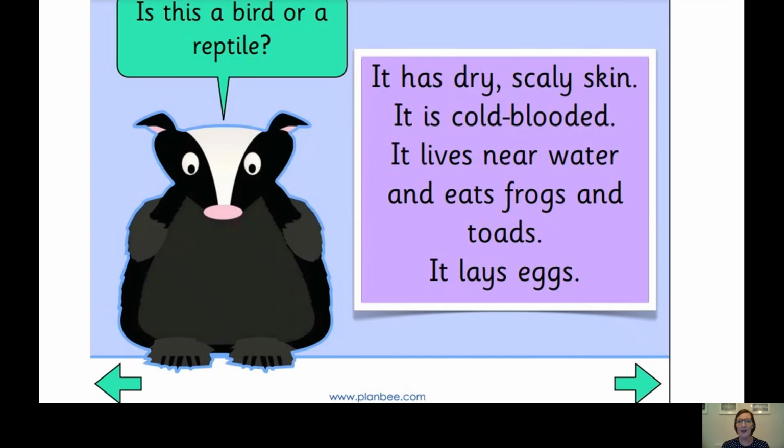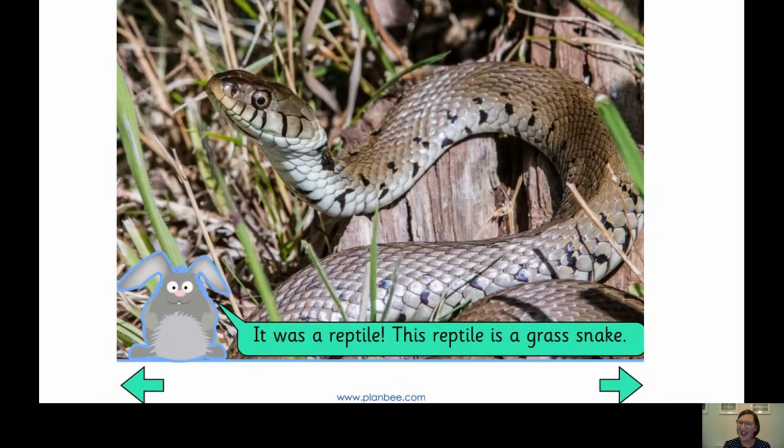Okay. Is this a bird or a reptile? It has dry, scaly skin. It is cold-blooded. It lives near water and it eats frogs and toads. It lays eggs. I wonder what that could be. It's a tricky one. It's a reptile. You were right. Now this particular reptile is called a grass snake.